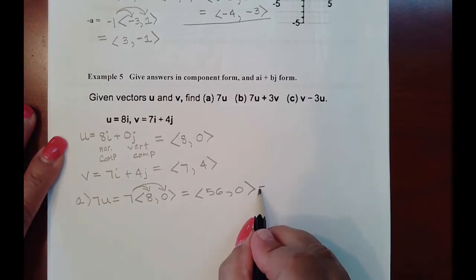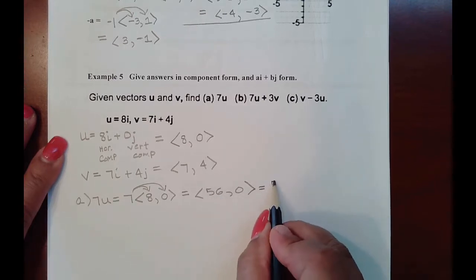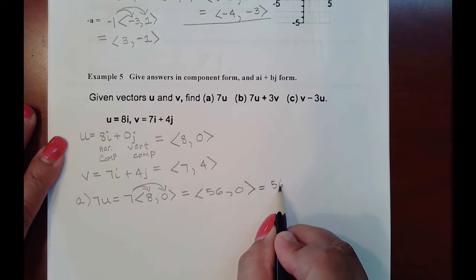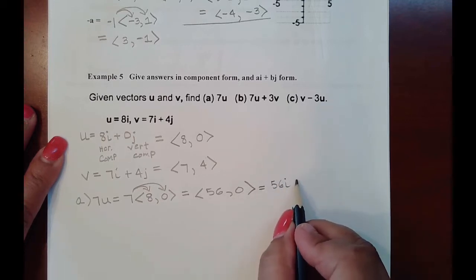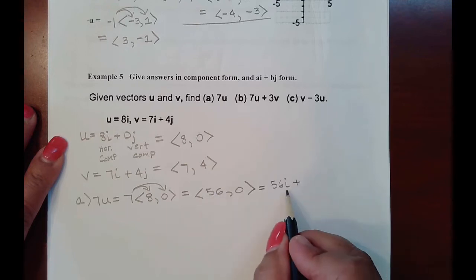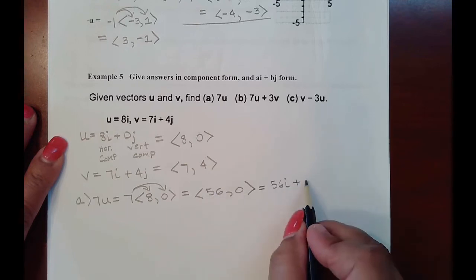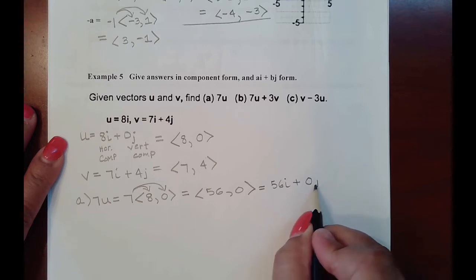If you want to give it in ij form, this is the I component, the horizontal component. That's the one with the I, and then the vertical component. Horizontal component gets the I, vertical component gets the J.